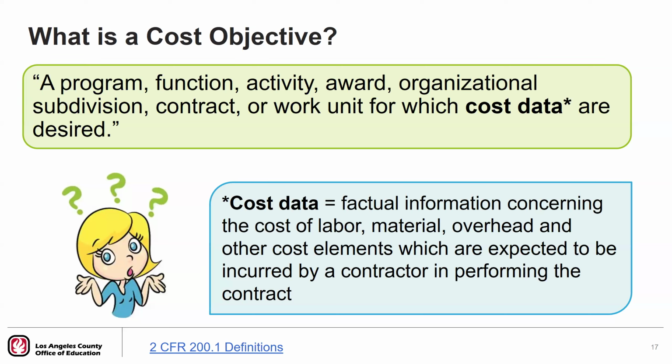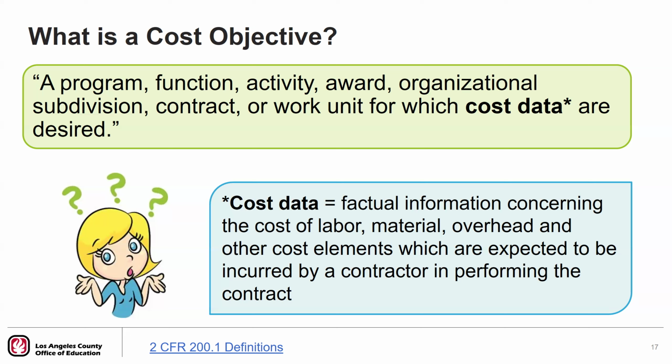A cost objective is a program, a function, activity, award, organizational subdivision, a contract, or work unit for which cost data are desired. Cost data is factual information concerning the cost of labor, material, overhead, and other cost elements which are expected to be incurred by a contractor in performing or carrying out the contract.